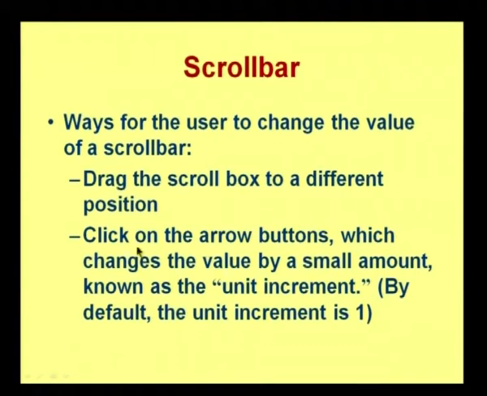Next is click on the arrow buttons, which changes the value by a small amount known as unit increment. By default, the unit increment is 1. You would have noticed while using your scroll bar that when I click the button that moves towards the initial position, it will move 1 unit towards your initial value, and if I click the scroll bar down button, it will move 1 scroll box width towards the end of your range of values.